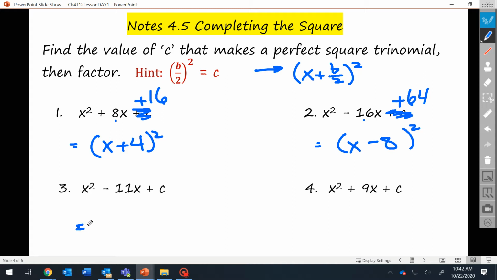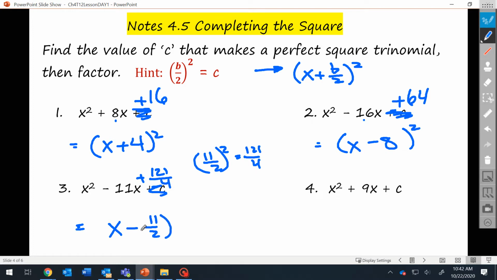For this one, we'll take half of 11, which is 11 over 2, and then we'll square it, which is 121 over 4. So this would be 121 over 4. And then it would factor into x minus 11 over 2 squared. It's just half of the middle. The b term is negative 11, so it's negative 11 over 2, half of it.